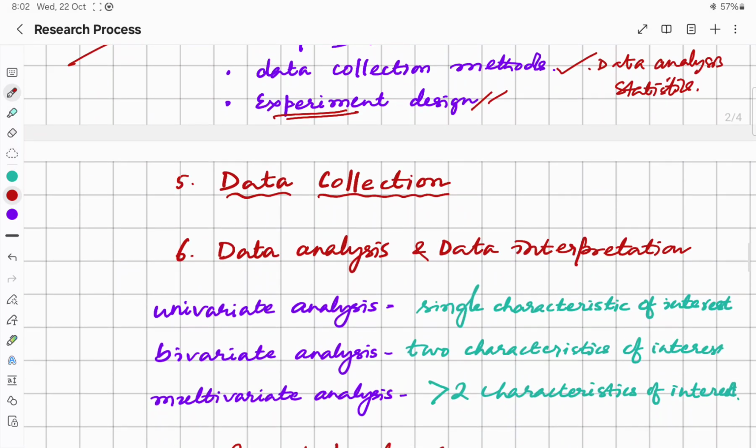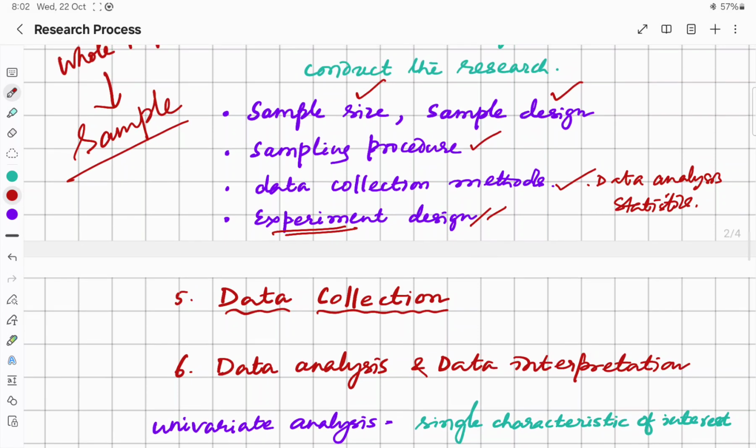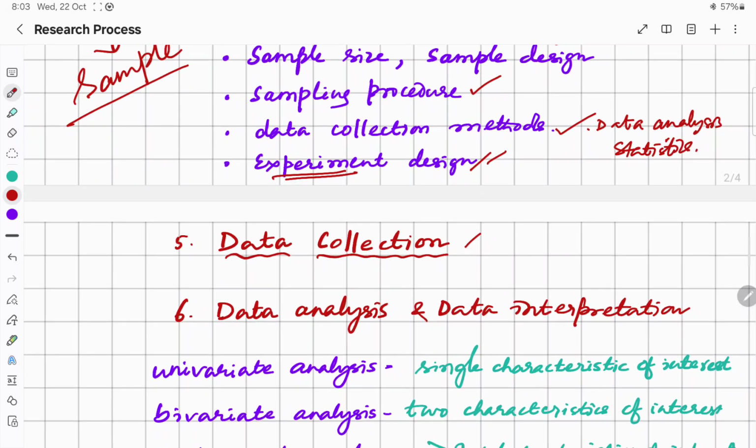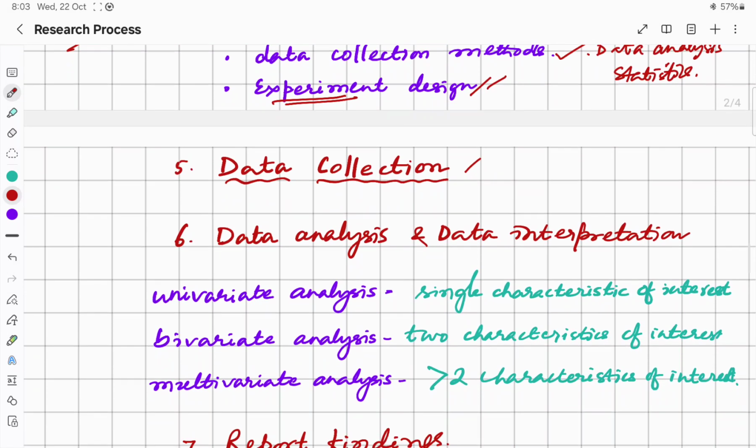Then we'll have the data collection. So once already in the protocol we have defined what methods we will follow, accordingly we will collect the data. And again in the protocol we have already defined the data analysis, the statistical methods which we will use. So accordingly we will do the data analysis and data interpretation.